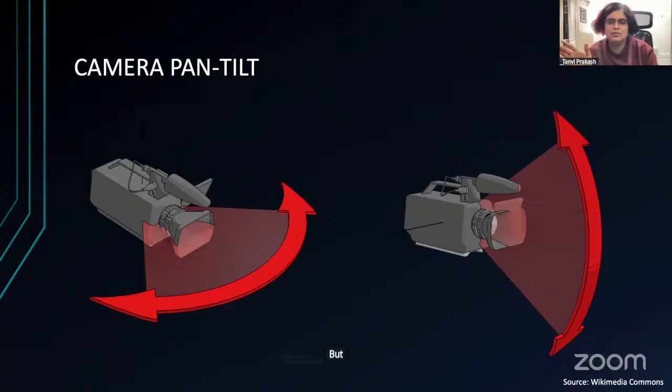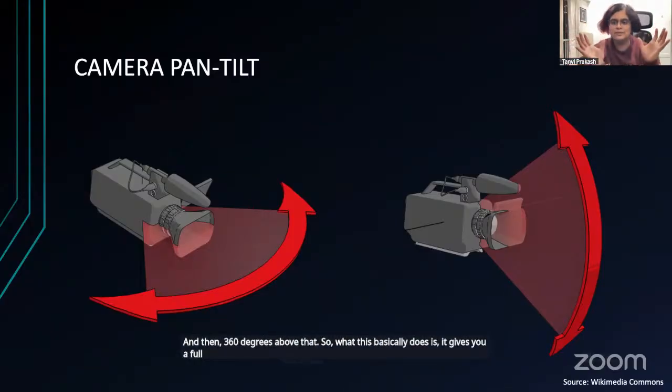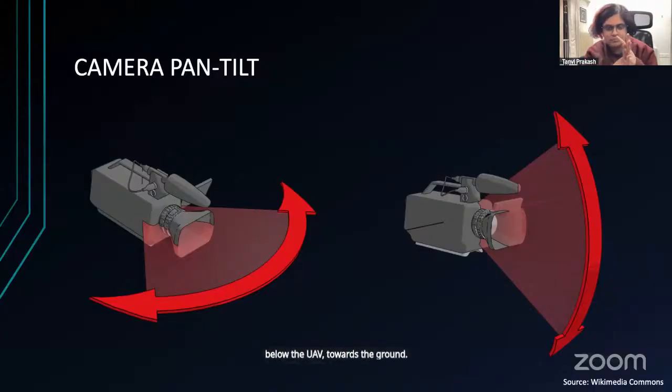But most of the time, you are actually operating looking down. So most of these UAV cameras come with the feature of being able to tilt from 0 to 90 degrees, so looking straight ahead and then down, and then 360 degrees about that. So what this basically does is it gives you a full hemisphere of view below the UAV towards the ground. This is the concept of the pan tilt.